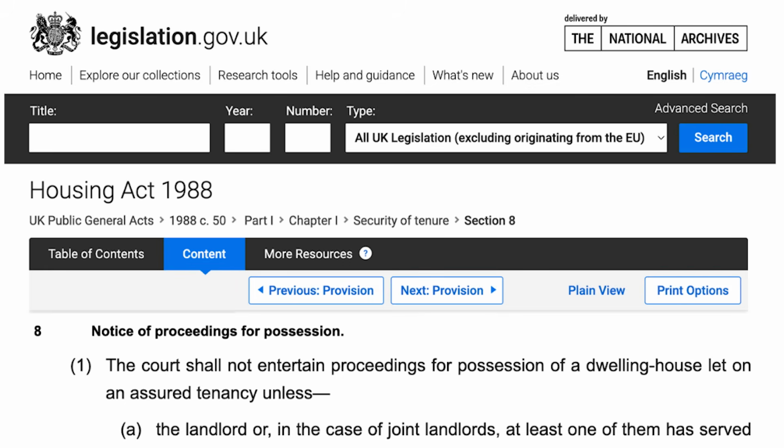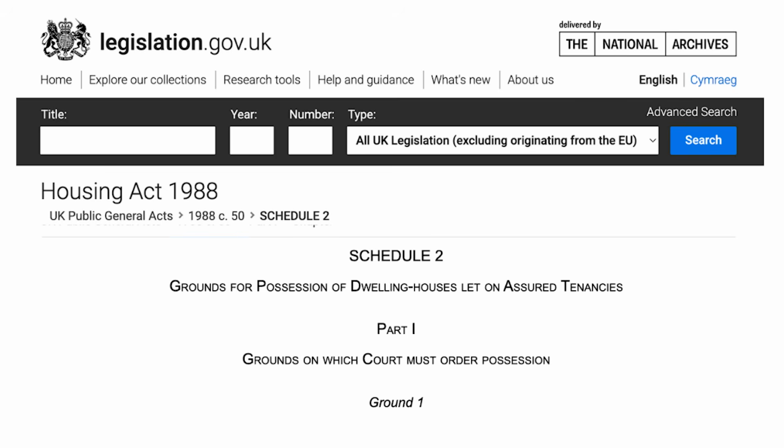So the only way that landlords can evict these tenants is by using the process under Section 8 of the Housing Act 1988. To end a tenancy and evict a tenant, landlords must also have a valid reason called a ground. There are now 37 grounds, and if you don't meet the criteria for any of these grounds, you can't evict a tenant or ask them to leave.